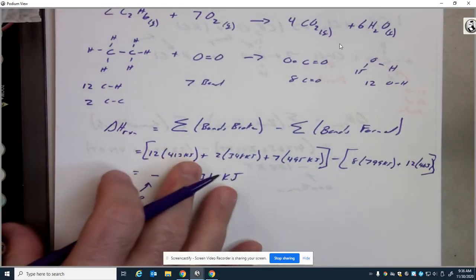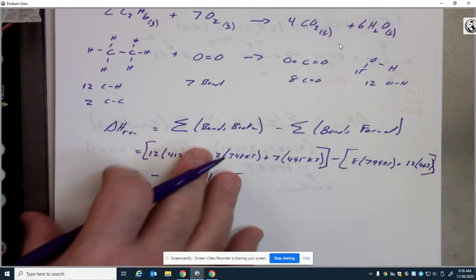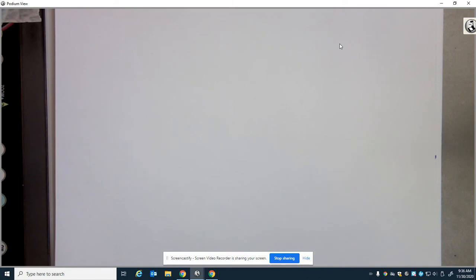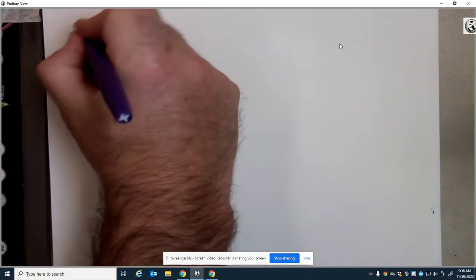So let's get a little bit more in detail with our single, double, and triple bonds. Okay. And I want to talk about sigma bonds first.